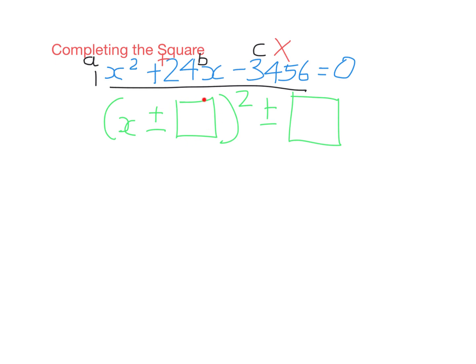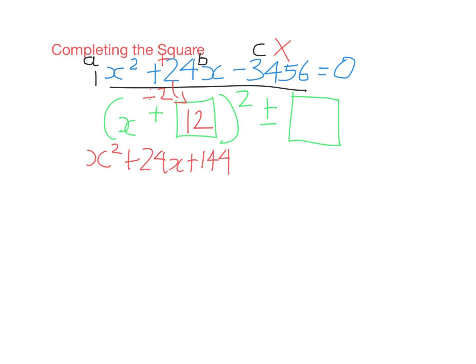The number that goes here is half of b, so we just divide that by 2. So 24 divided by 2 is 12. It is positive 12. Okay, now the problem is if we were to expand this, we wouldn't quite get this expression in blue. Instead, we'd get x squared plus 24x plus 144, not 3456.